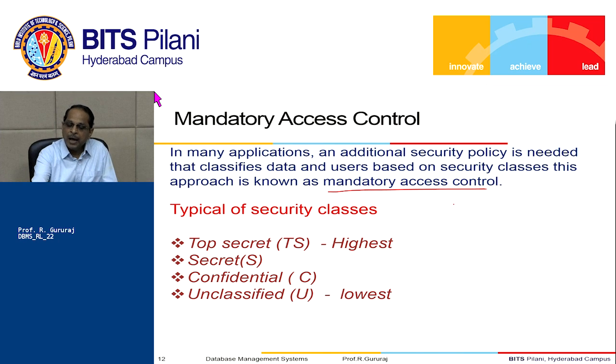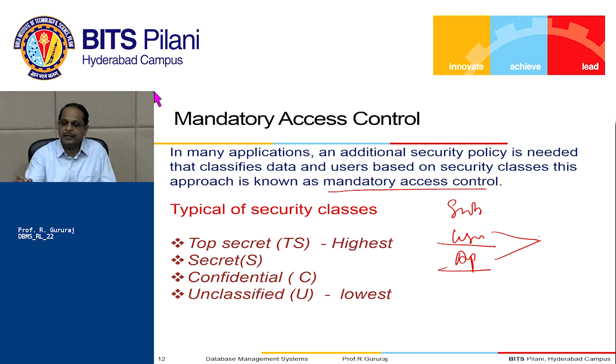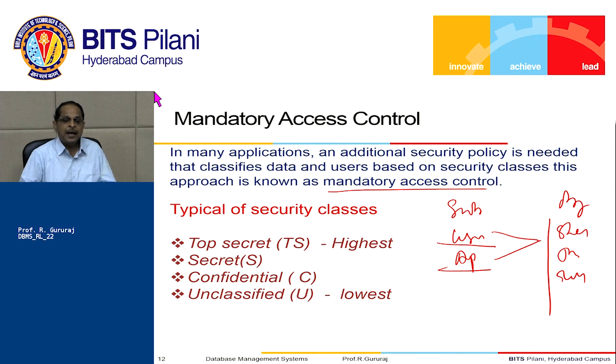That means we have the subjects, the users or applications who use the data contained in the database, and the objects, that is, the database objects. It could be a schema, a table, a relation, or a particular attribute which is part of the relation. All these things become the objects. Now in this mandatory access control security mechanism, we classify the subjects and objects.